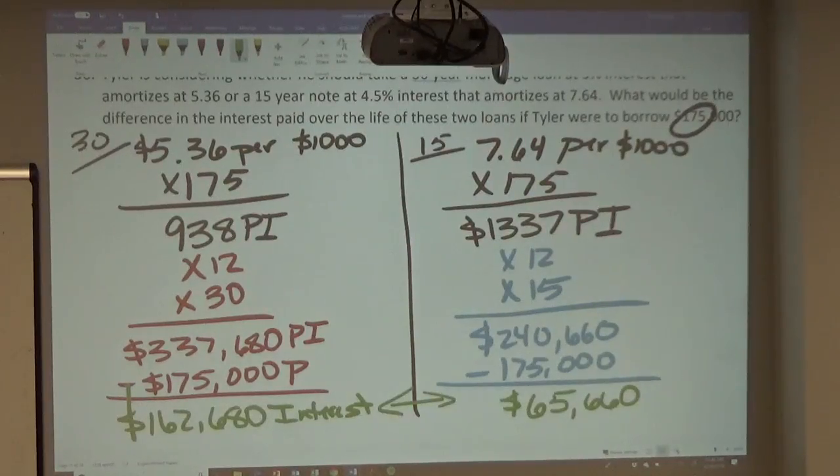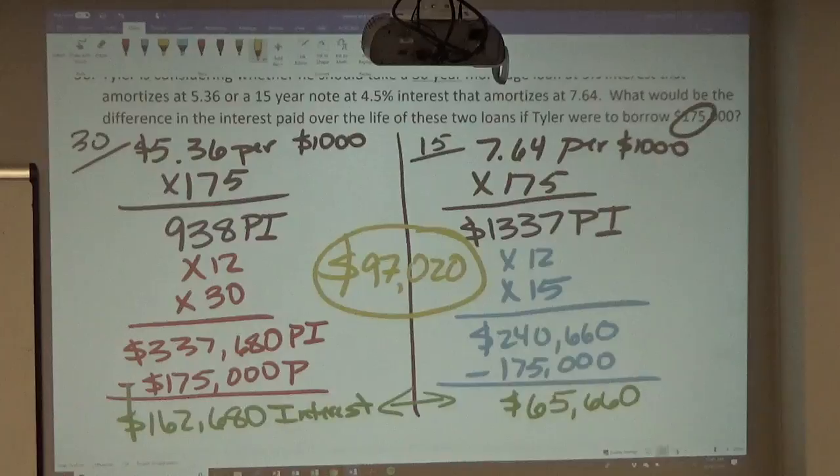So the question is, what's the difference between these two? They want us to compare those two. So we can just subtract them. 162,680 minus 65,660. The difference in interest paid between those two loans is $97,020. $97,020 difference in interest paid between those two loans.